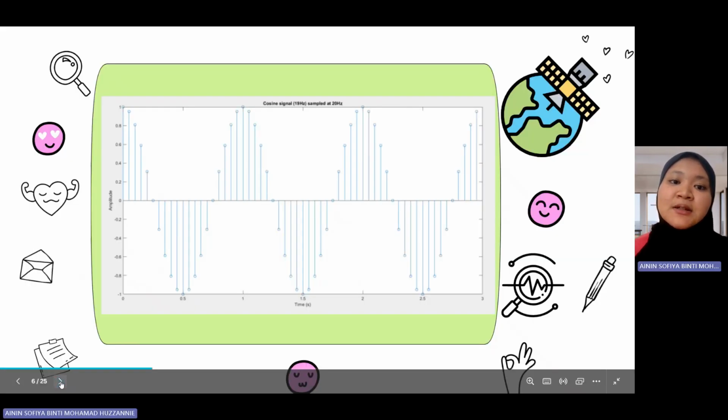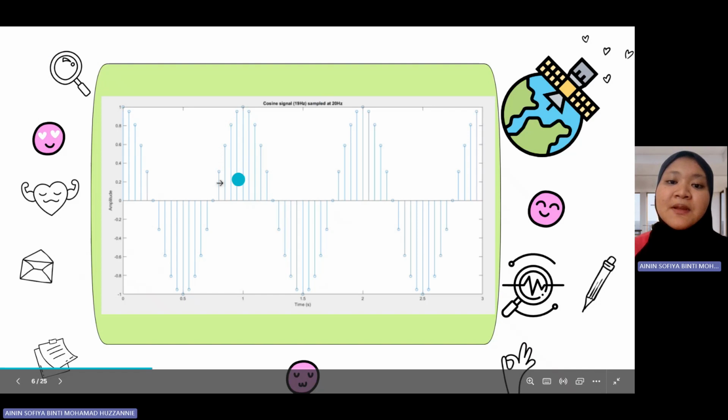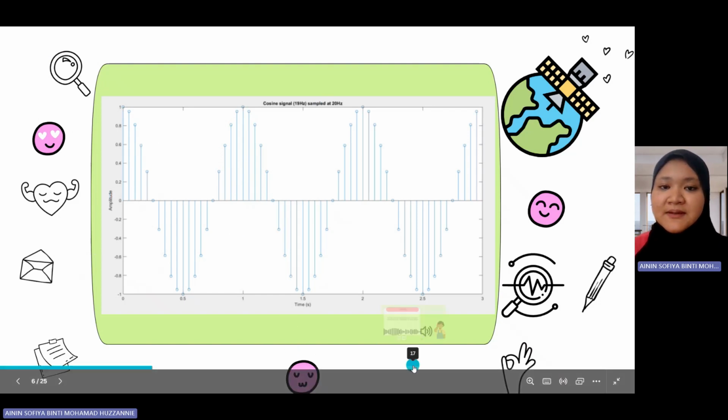So this is the output graph that we get. It's a constant signal, 19 Hz sampled at 20 Hz. This one is amplitude and this is time in value.